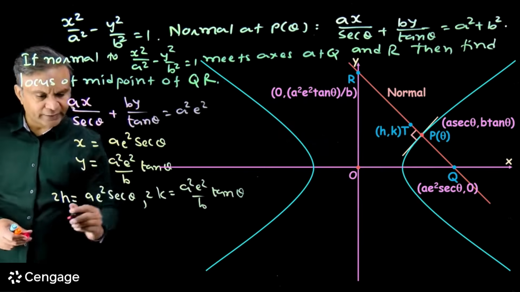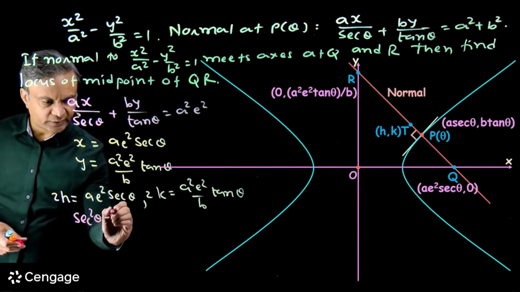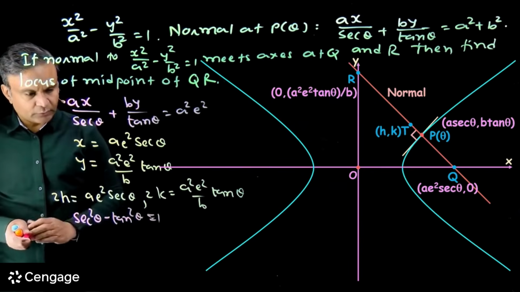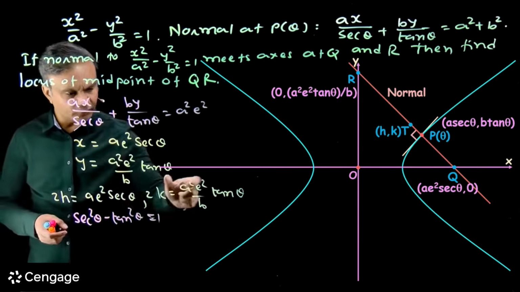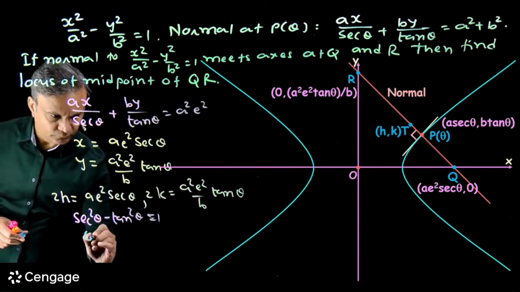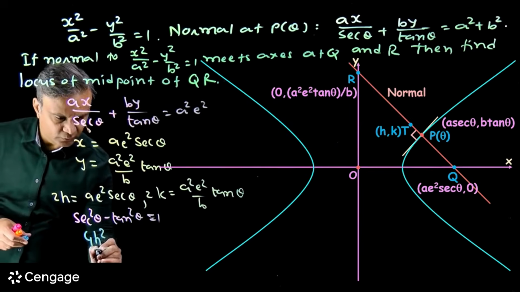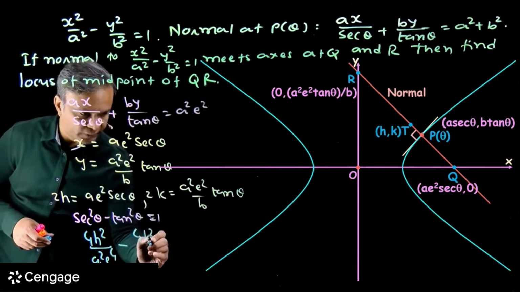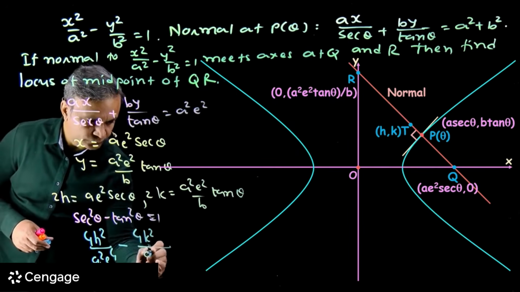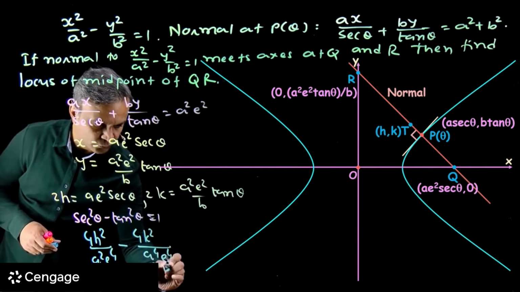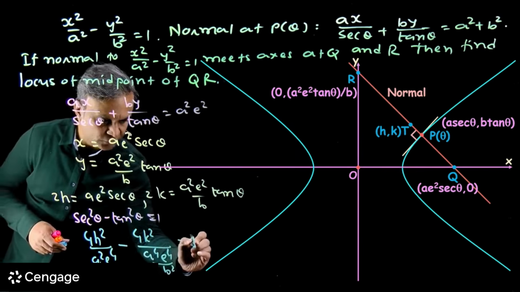We will use identity secant square theta minus tan square theta is equal to 1. Okay. Put the values of secant theta and tan theta from these two equations. We get relation 4h square over a square e power 4 minus 4k square over a power 4 e power 4 upon b square is equal to 1.